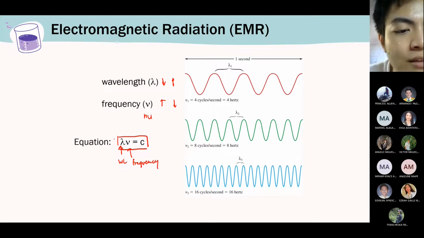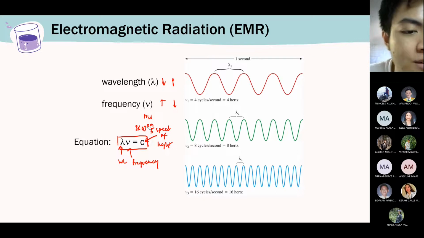Okay, and the product of the two is called the speed of light, no? Okay, so you know the speed of light is 3 times 10 raised to 8 meters per second. So it's a universal constant, no? Okay, so yan. So basically, as the wavelength goes up, the frequency goes down and vice versa. Okay?